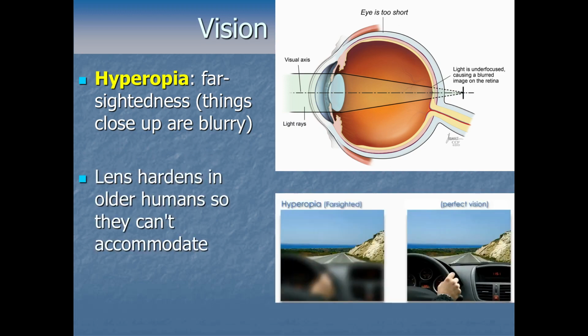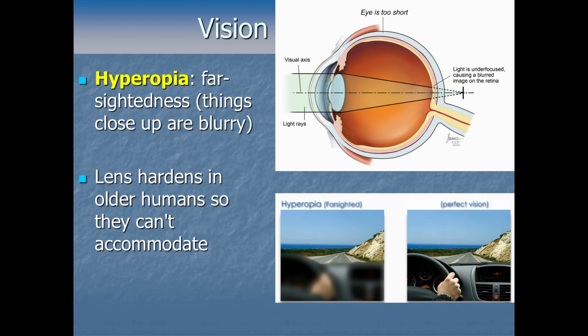But as we get older, the crystalline lens, the lens in the eye, actually hardens over time. It becomes less flexible. So older people can't accommodate nearly as much. They can't adjust their lens to focus differently. So they have trouble doing that close-up focusing that we saw before. This makes things like reading really challenging.